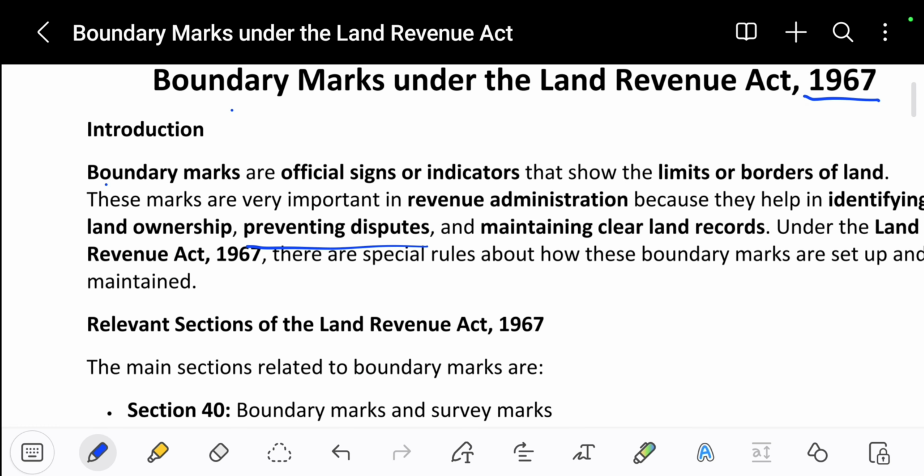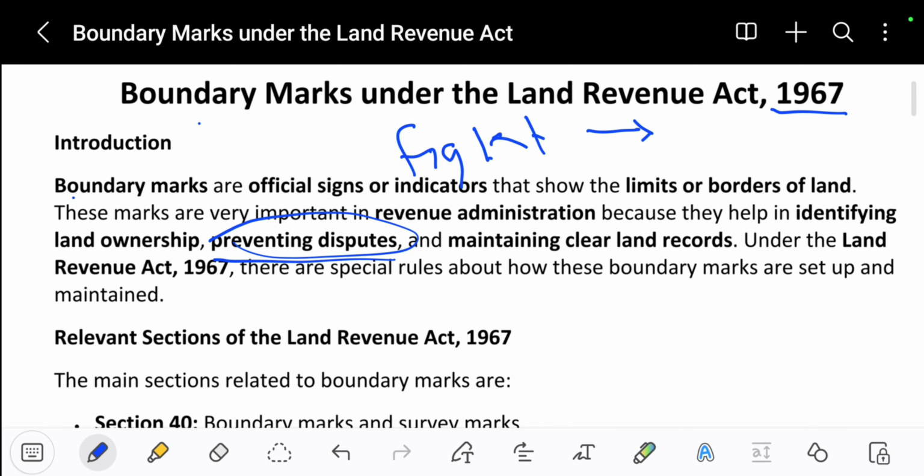it also helps in preventing disputes. Dispute means fights. So if the lands are divided into different boundaries, it will not create any confusion.